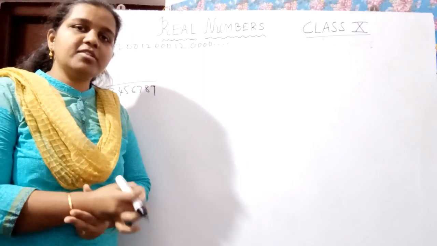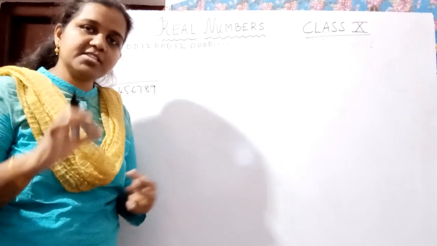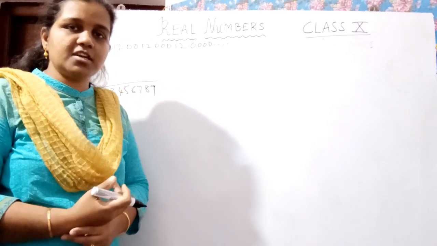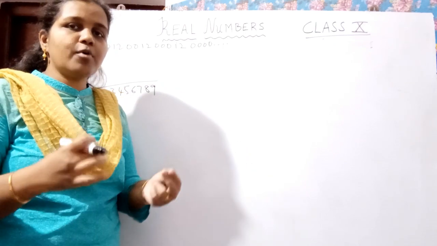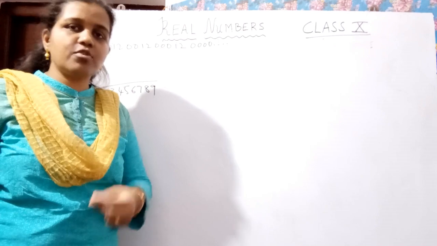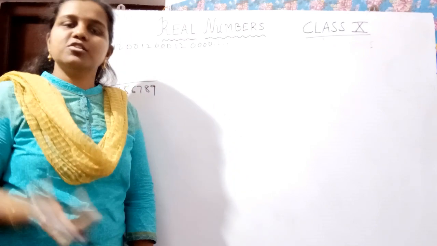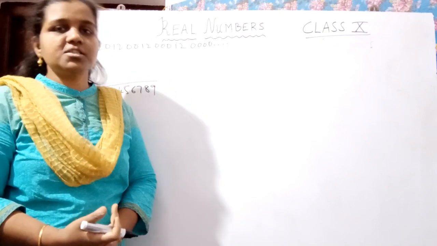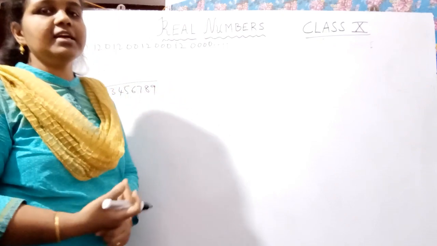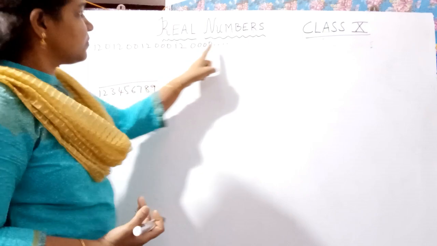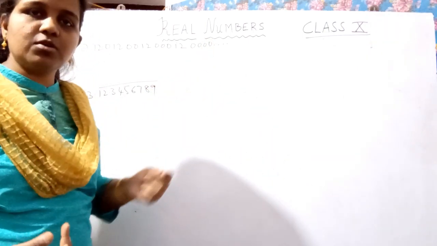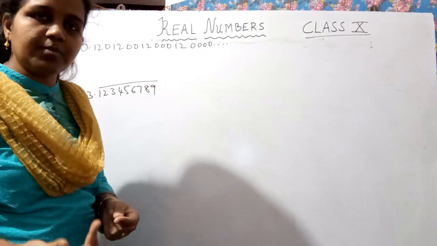Suppose I have 1.33333, where 3 is repeating continuously, so it is a rational number. Suppose I have 3.47474747 and so on. Here 47 is repeating continuously. Such decimals are also called rational numbers.